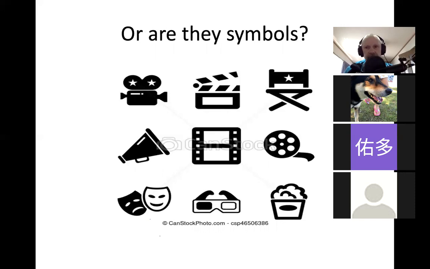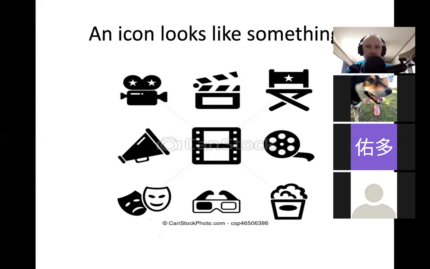Symbols, right? So are they icons or are they symbols? Popcorn could be an icon of popcorn, but a symbol for a shop that sells things like popcorn. So, symbolic meaning. An icon looks like something. That's what an icon is. So you could say the picture of two masks, a happy mask and an unhappy mask, is an icon, but it's a symbol of drama. The symbolic meaning is different.